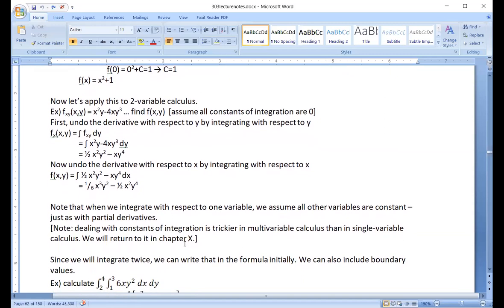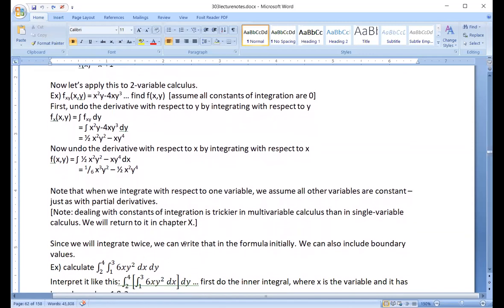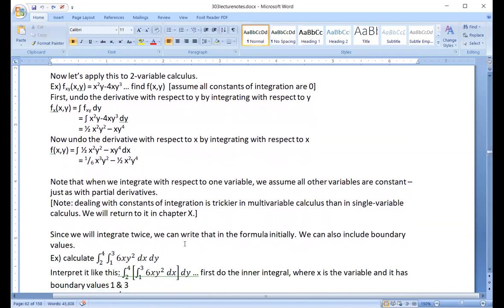And we can also, as we know that we can do with integrals, include boundary values. So let's take a look at just how that calculation would look. So here we've got this integral. It's important to understand the way that we interpret this is that there's an inside integral and an outside integral. So first we've got the integral of 6xy squared dx, where x goes from 1 to 3. That's your inside integral. No one ever writes the parentheses, but you interpret the integral as if they're there.